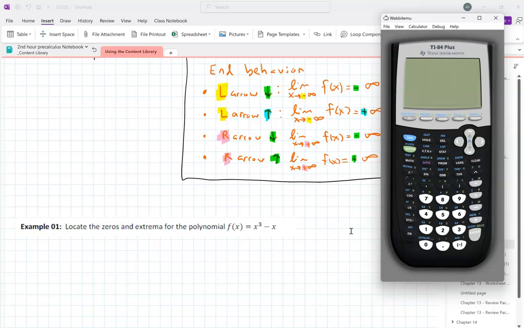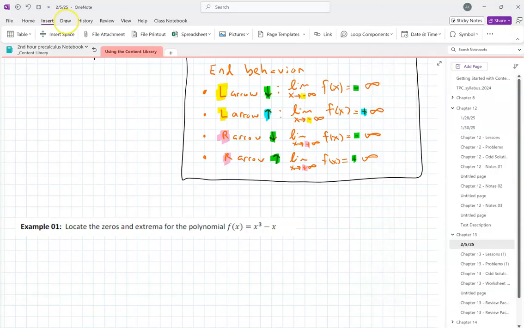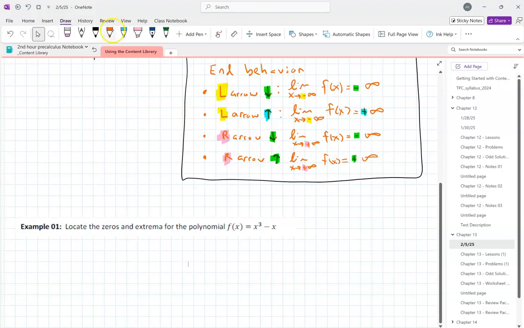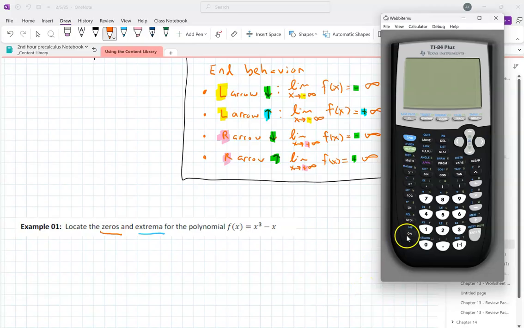All right, so this example asks us to do two things. It says to locate the zeros and then the extrema. I'm going to use my calculator to do all of this. So to do this on my calculator, I'm going to start by entering this function into the y equals. So I'm going to press the y equals button in the upper left.